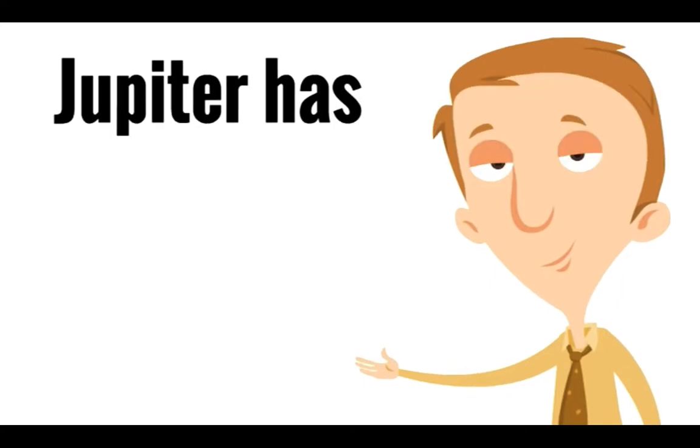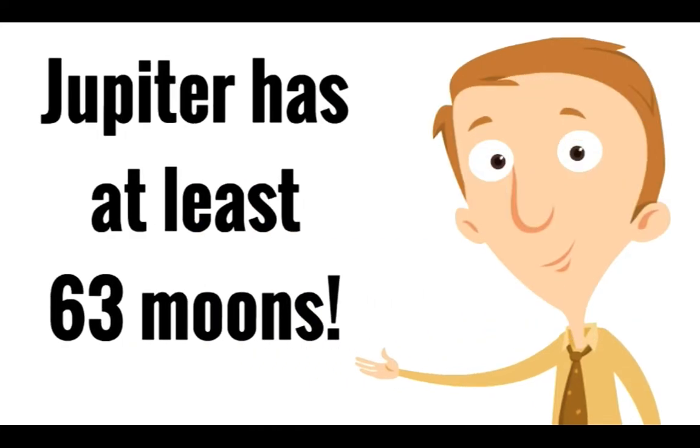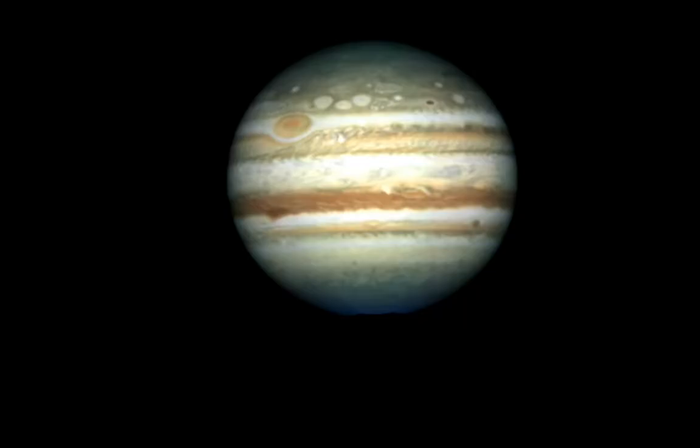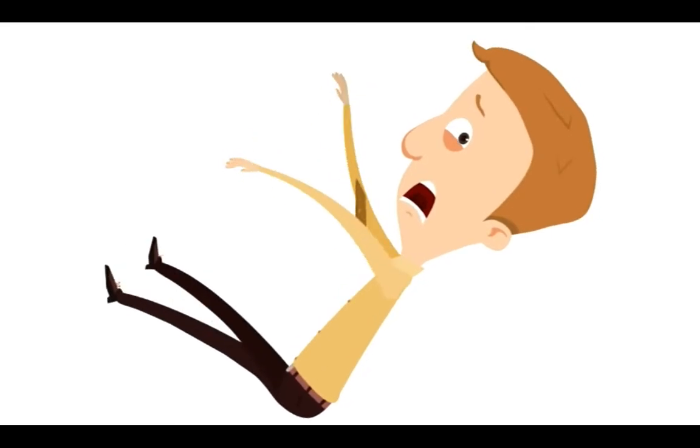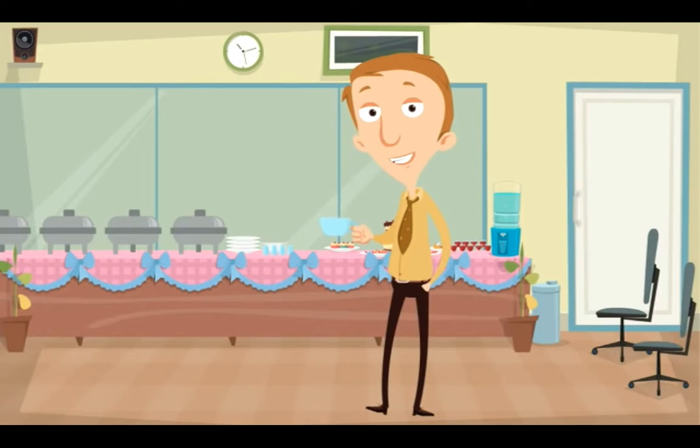And this is amazing. Jupiter has at least 63 moons. And we say at least because they're still discovering more. Wow. And because Jupiter is a gas planet, if you ever visited it, you would just fall right through. Just kidding. You would float. I mean, they wouldn't fall. The gravity wouldn't be there. You would just kind of float around, you know.